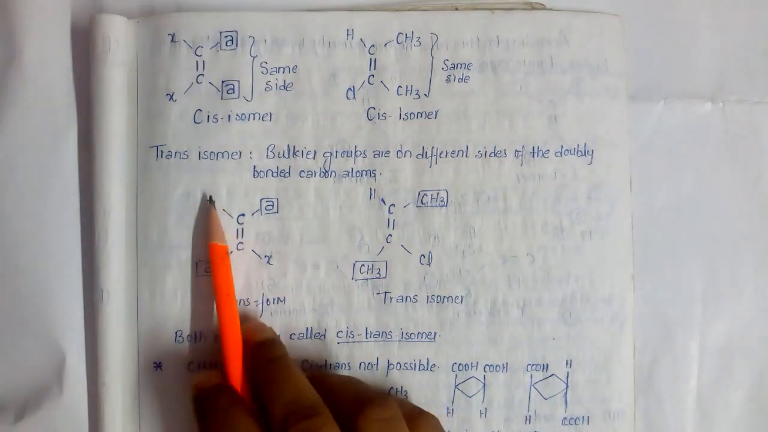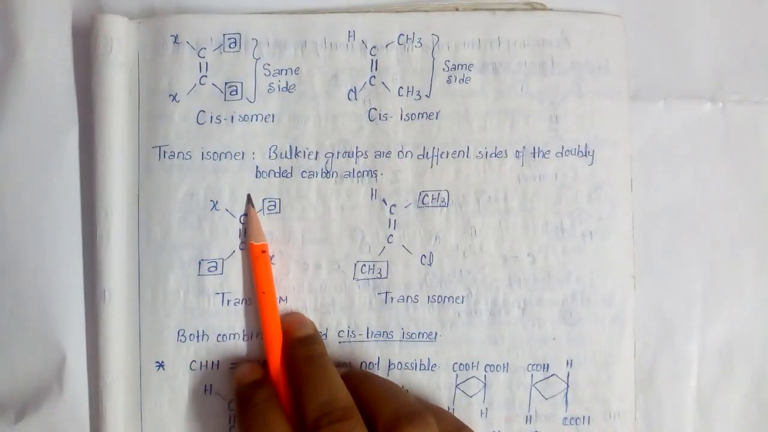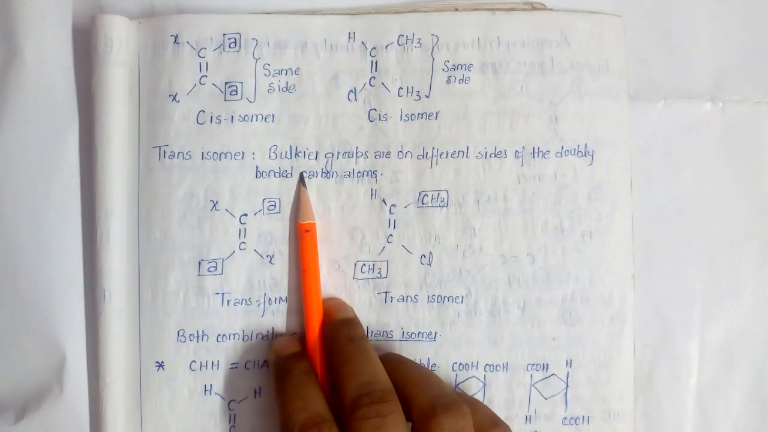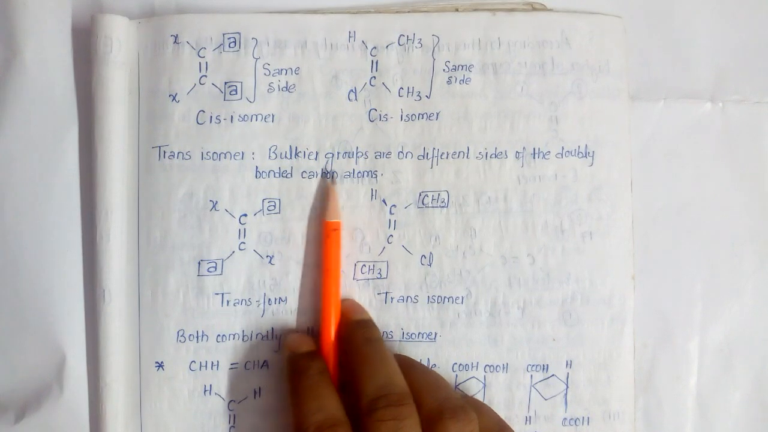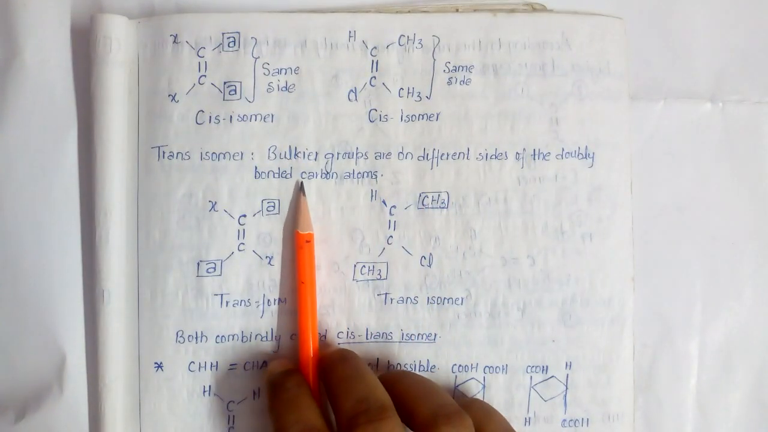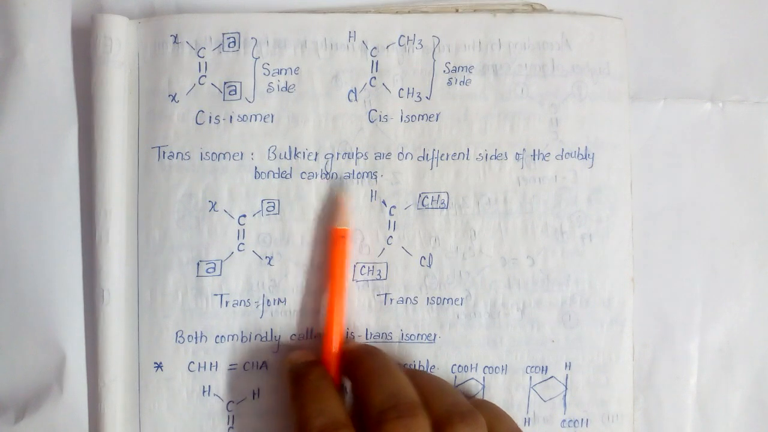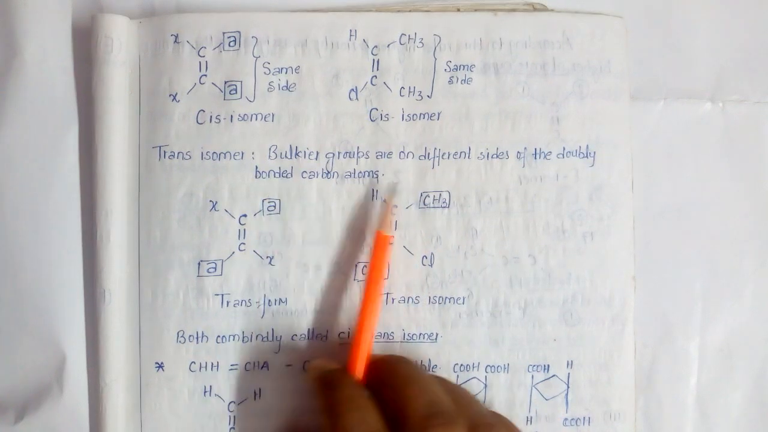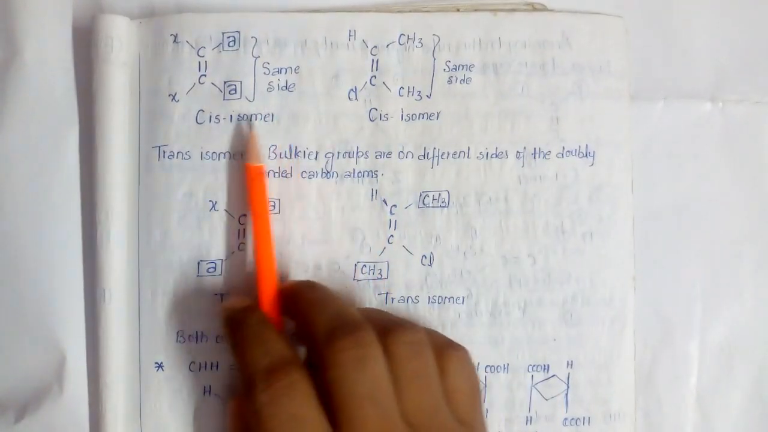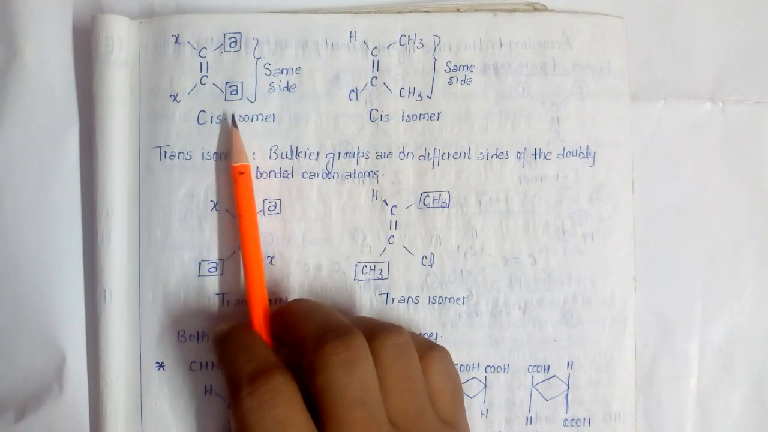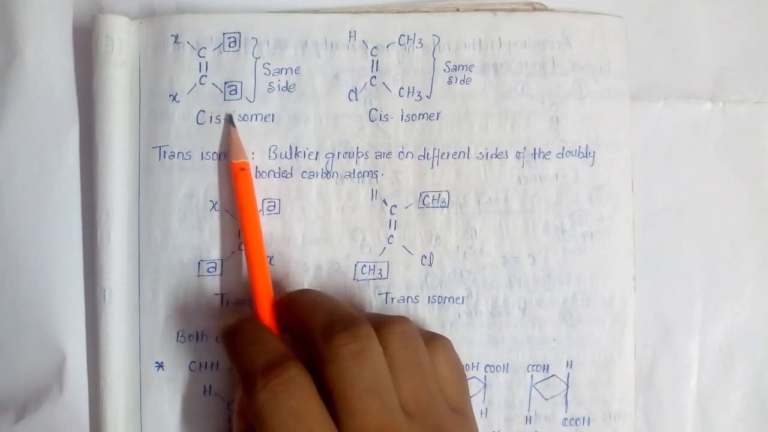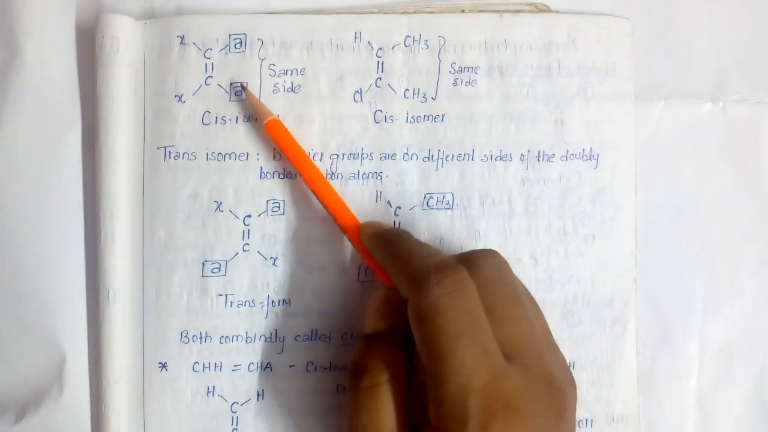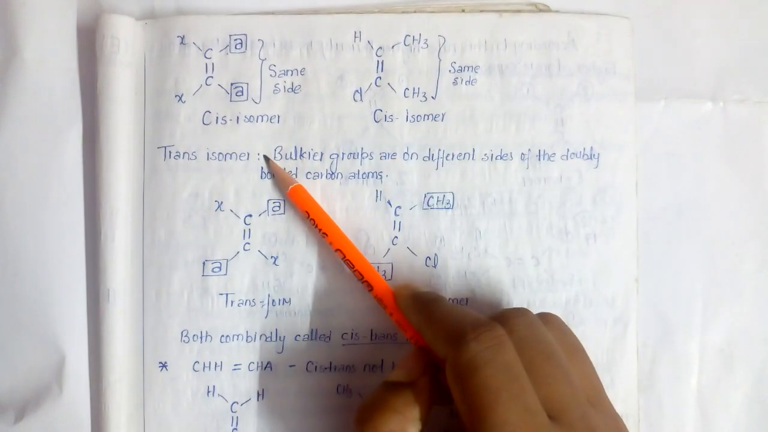Let's come to trans isomers. This is the opposite of cis isomers. In cis isomers, bulkier groups lie on the same side of the doubly bonded carbon atoms, but in trans isomers, bulkier groups are on different sides of the doubly bonded carbon atoms. You can easily observe this on the basis of these examples. In the first case, this is C double bond C, the doubly bonded carbon atoms, and like groups A, A lie on the same side. This is called cis isomers.